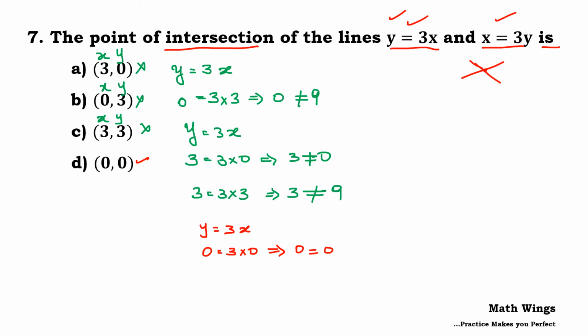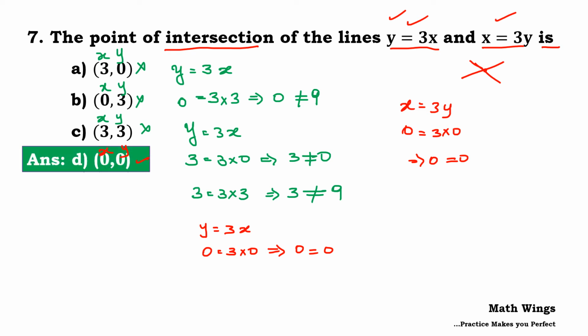Let us check for the second equation. I have x is equal to 3y. So here x is equal to 0 and y is also equal to 0. X is 0 is equal to 3 into 0. This gives me 0 is equal to 0. So what I can say, option D is the correct answer. We'll move on to the next question.